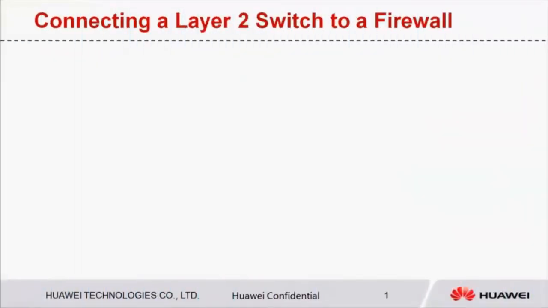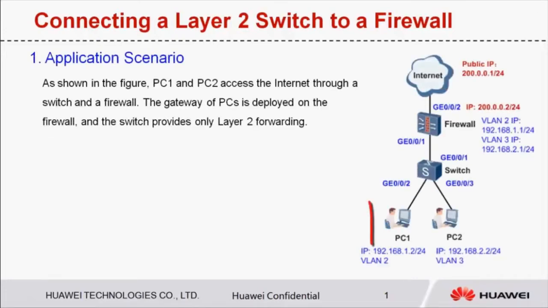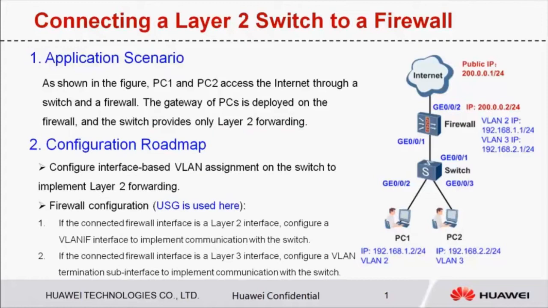Hi everyone, I'd like to show you how to configure a Layer 2 switch and a firewall for when PCs access the Internet. As shown in the figure, PC1 and PC2 access the Internet through a switch and a firewall. The gateway of PCs is deployed on the firewall. The switch provides only Layer 2 forwarding. The configuration roadmap is as follows.